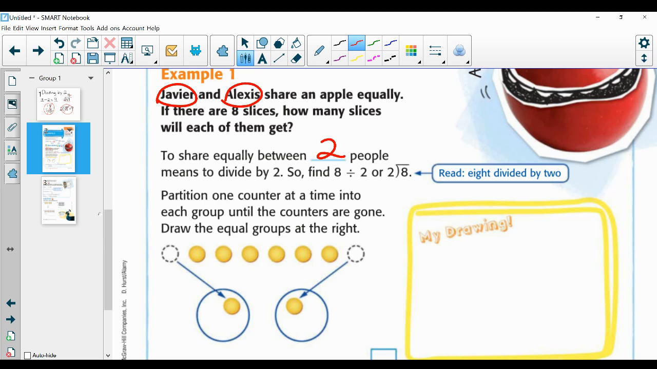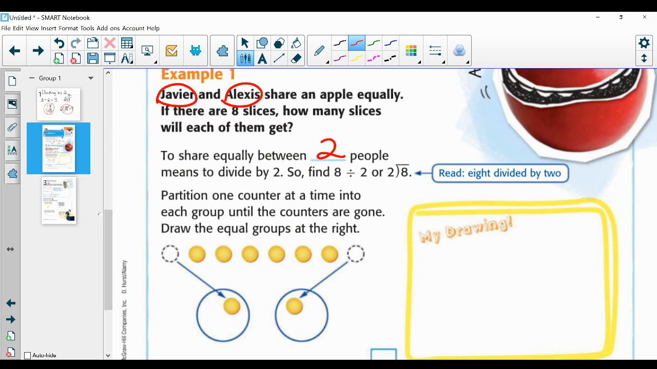Okay, and I'm just sticking with red because it's easier to see, and that's the color that happened to be that the ink was set to. Okay, so to share equally between 2 people means to divide by 2. So find 8 divided by 2, or how many 2's in 8.